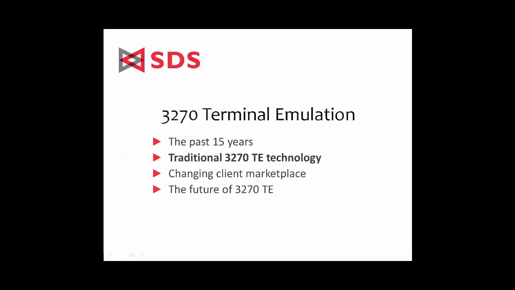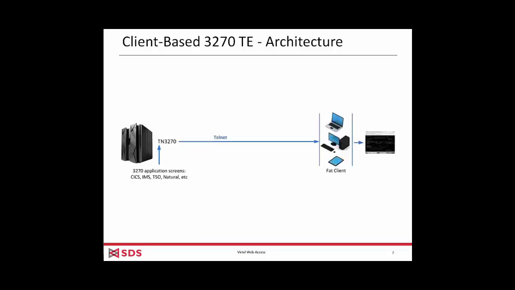Let's start by reviewing the technology that traditional 3270 terminal emulators are based upon. Most 3270 terminal emulators rely on client-based architecture. What does that mean? It means that the 3270 emulation program, typically relying on HLLAPI or Java code, runs on the client device. That program is device dependent. It works on the device that it was designed and developed for, but won't work on other devices. It connects to the mainframe via telnet connection, which is essentially an SNA connection extended over the internet.